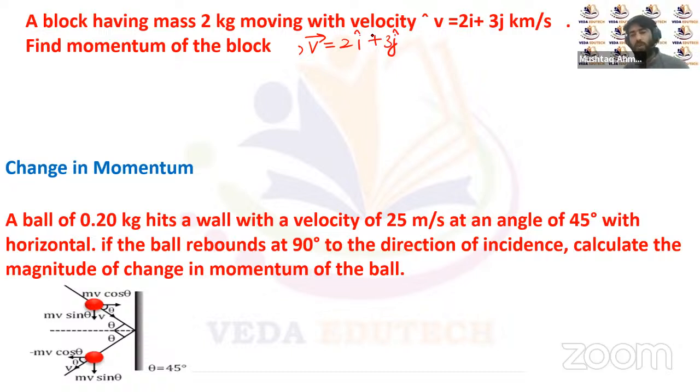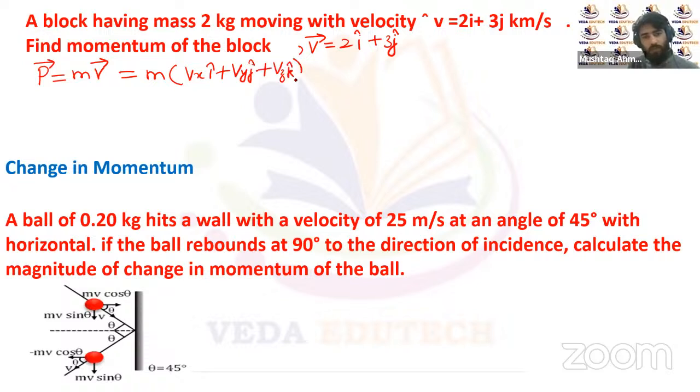If it has two components of the velocity, one along x and one along y, it means it will have two components of the momentum, one along the x direction and another along the y direction, right? So we can write momentum as mass times the velocity, or m times (vx i cap plus vy j cap plus vz k cap).